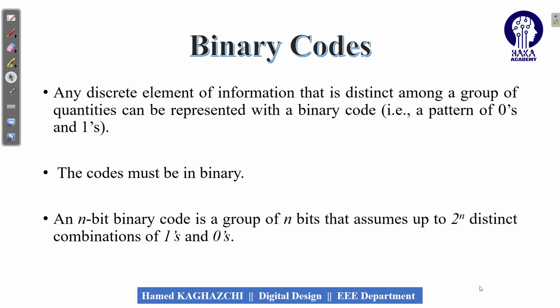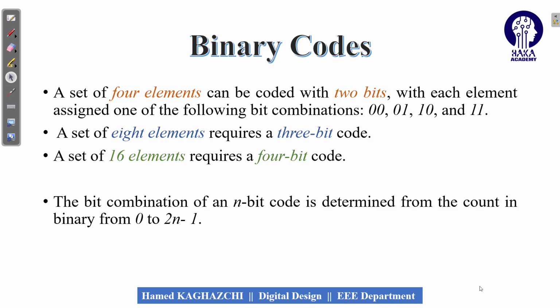Today I would like to talk about the different types of binary codes and show you how we can use these binary codes in digital systems. So we know that if we have 2 bits, we can have 4 different possible combinations: 00, 01, 10, 11. And if we have 3 bits, we can have 8 possible combinations. On the other hand, with 4 bits, we can have 16 elements.